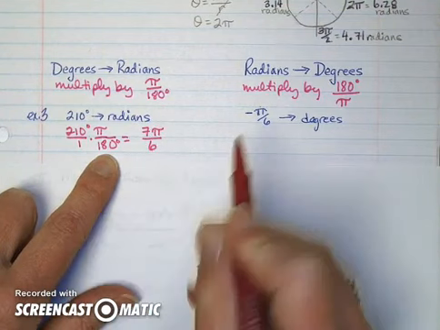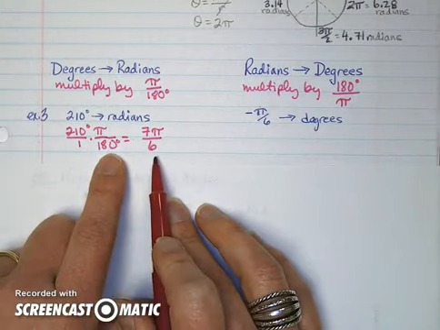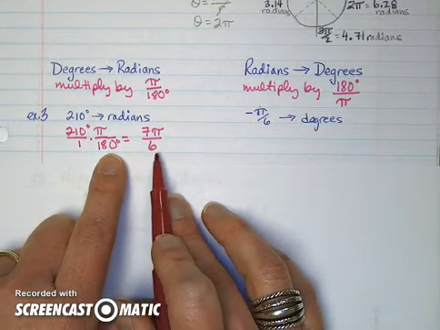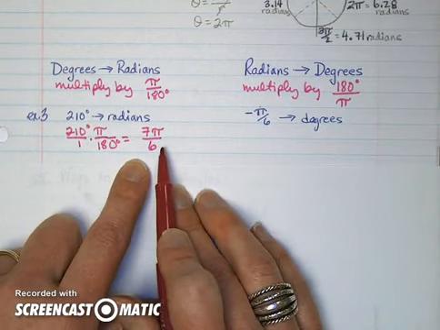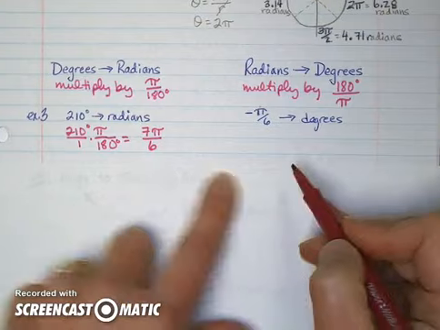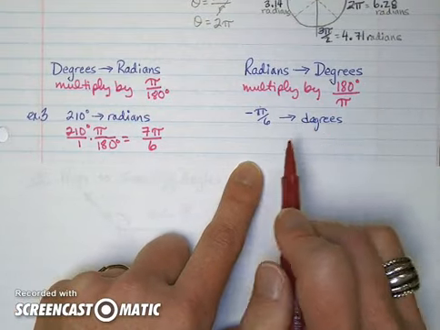Now if you notice I left the pi and I did not give a decimal value. It may want you to give a decimal radian value, but usually we're going to leave everything in the pi value. Now if I have a negative pi over 6, remember that would be going in the clockwise direction.